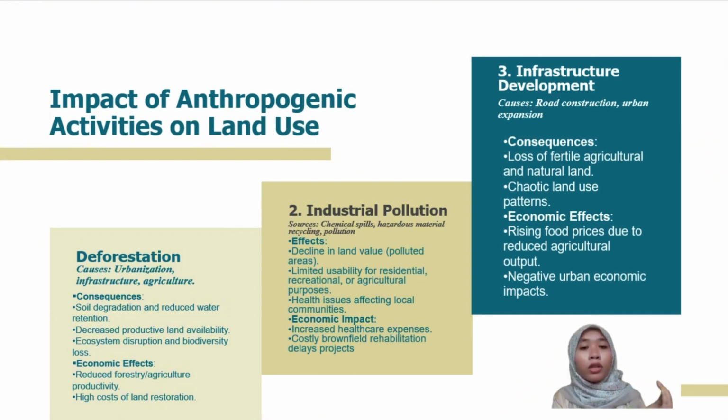Now, we move on to the next part, which is infrastructure development. Infrastructure development, such as road construction, often requires the conversion of natural or agricultural land into urban use. While infrastructure is essential for connectivity and economic growth, it often leads to inefficient land use patterns and disrupts the natural environment. Converting fertile agricultural land reduces the area available for food production, which can raise food prices and negatively impact urban economies that depend on affordable agricultural inputs.